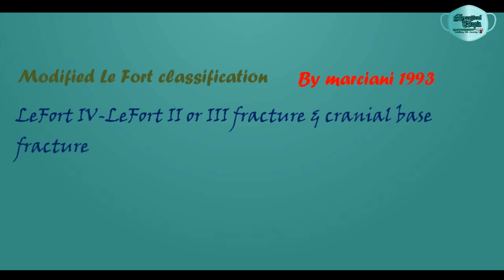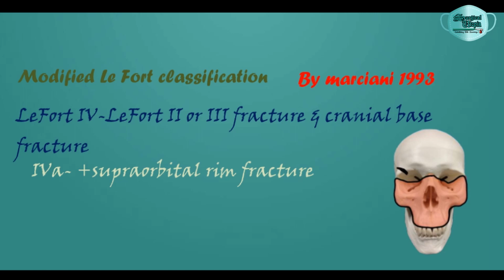Now Le Fort 4 fracture. So Le Fort 4 fracture is any Le Fort 2 or Le Fort 3 fracture along with the cranial base fracture. So cranial base is also involved over here. It is further divided into three types. The Le Fort 4A, which includes the Le Fort 2 or Le Fort 3 fracture and cranial base fracture along with supraorbital rim fracture.